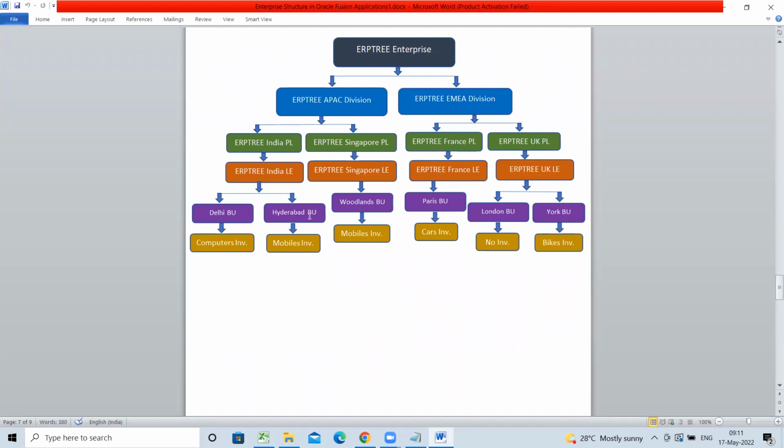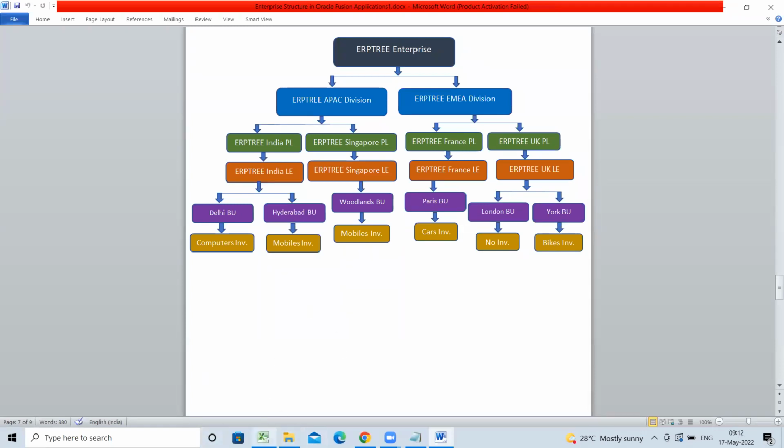So that means we'll have two balancing segment values. Delhi, one balancing segment value. Hyderabad, one balancing segment value. Those two balancing segment values we map with the same legal entity, the India legal entity. This India legal entity we map with the India primary ledger.